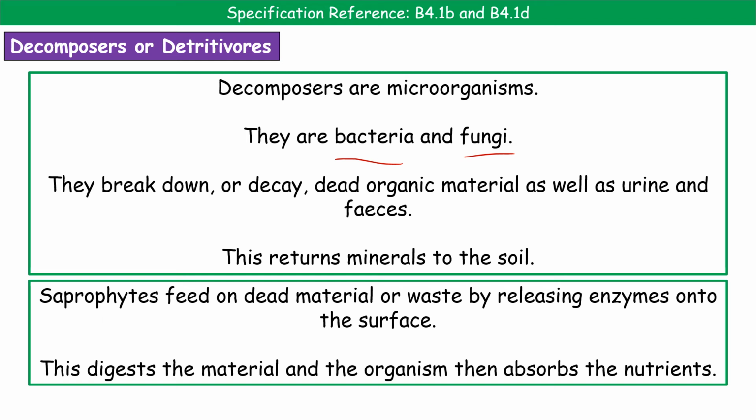As it goes through the cycles, we do have this term here, saprophyte. Now, fungi, for example, are saprophytes. They feed on dead material by releasing enzymes onto the surface. So they don't have a digestive system. Instead, what they do is they secrete these enzymes from themselves onto the surface of the dead material. Those enzymes break it down, and then they just absorb those nutrients. So that's what we mean by a saprophyte, something that releases enzymes onto the surface and then absorbs the nutrients.